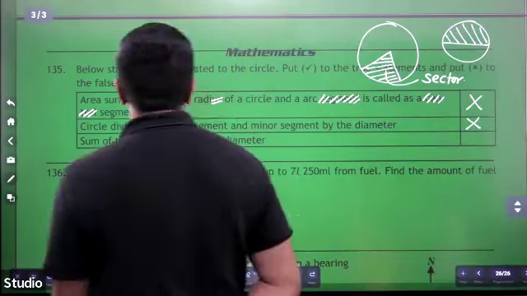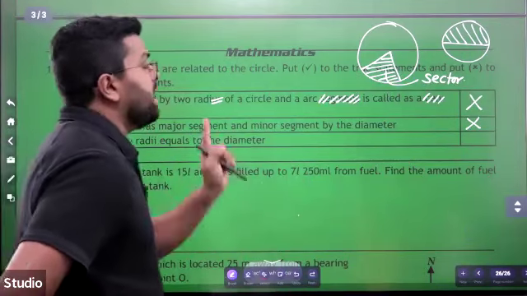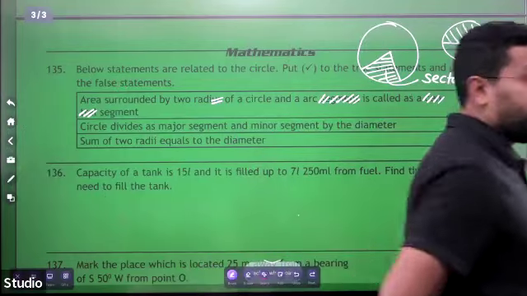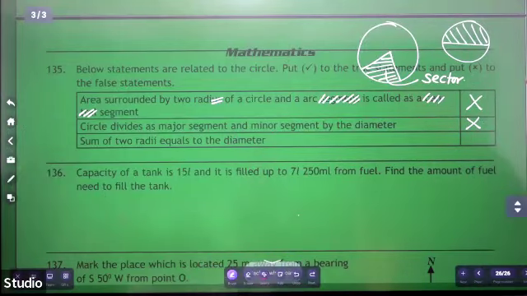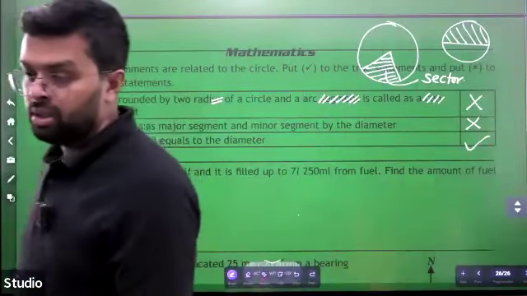Sum of two radii equals the diameter. What do you think about that? Sum of the two radii equals the diameter. Agree on it. I agree with that one. Right?